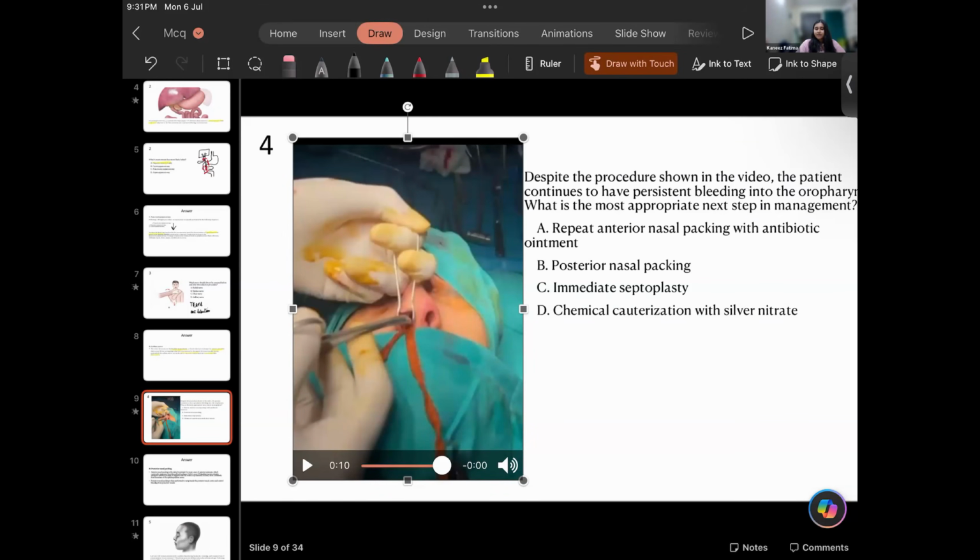We repeat the anterior nasal packing with an antibiotic ointment. Will this stop the bleeding? No. We will do a posterior nasal packing. We will come back and see this again. We will do an immediate septoplasty. No, immediate septoplasty just to stop the bleeding has no significance. Chemical cauterization with silver nitrate, again, doesn't have any significance. Will you repeat the anterior nasal packing with the antibiotic ointment? No. So posterior nasal packing, why will you do a posterior nasal packing?